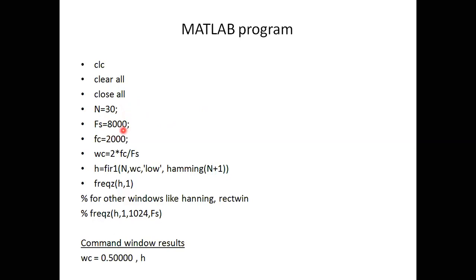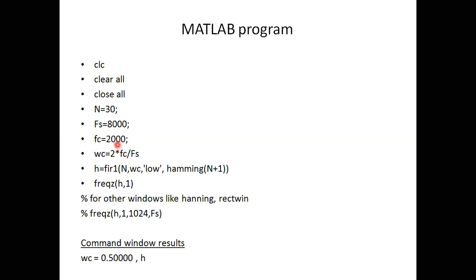Next, sampling frequency is given as 8 kilohertz, so I have written it here. Cutoff frequency is given as 2 kilohertz. Sampling frequency is 8 kilohertz, and cutoff frequency is 2 kilohertz. Clear? Since these frequencies are given in hertz, we need to normalize them. So the next step is to normalize this cutoff frequency.